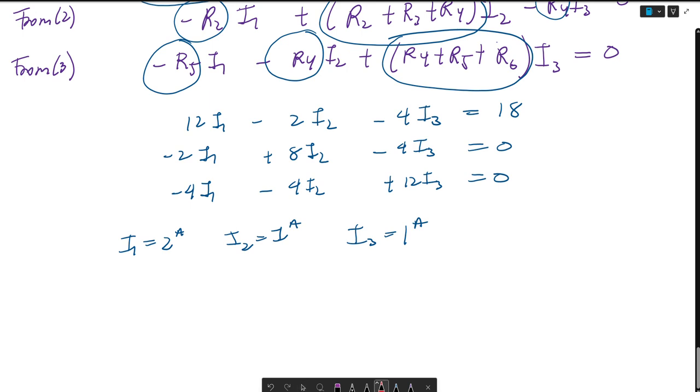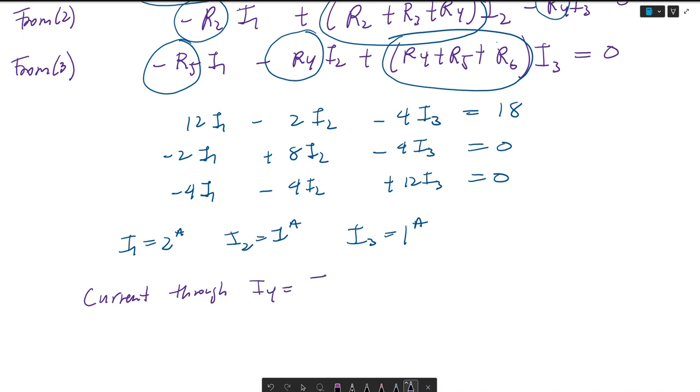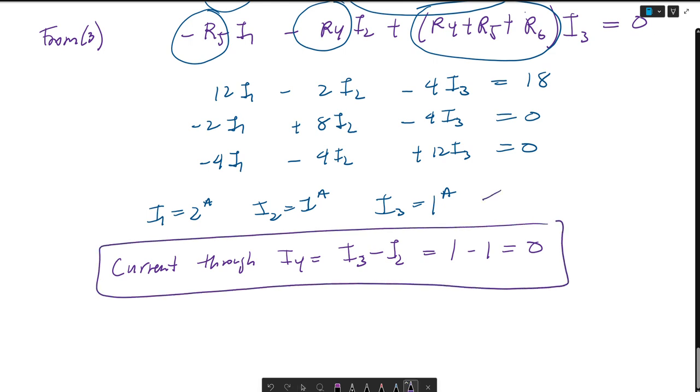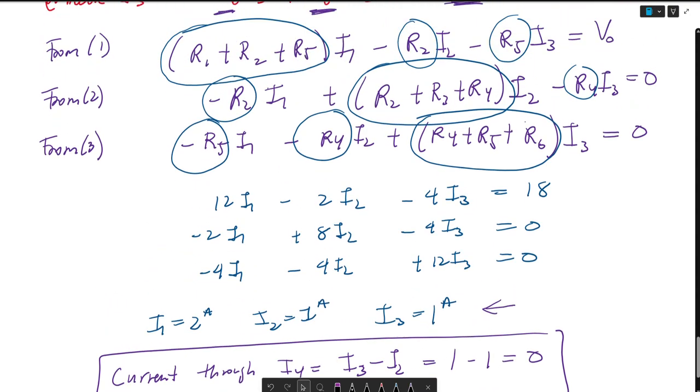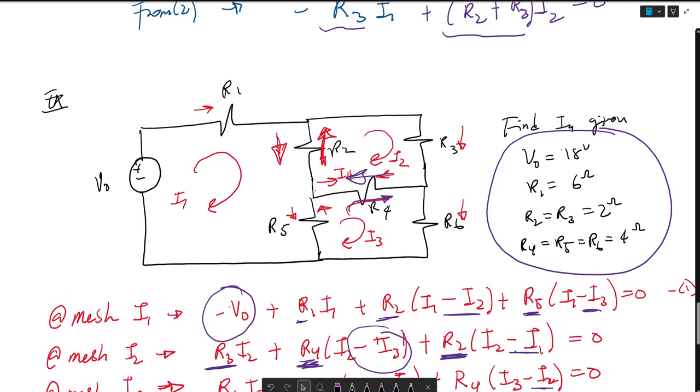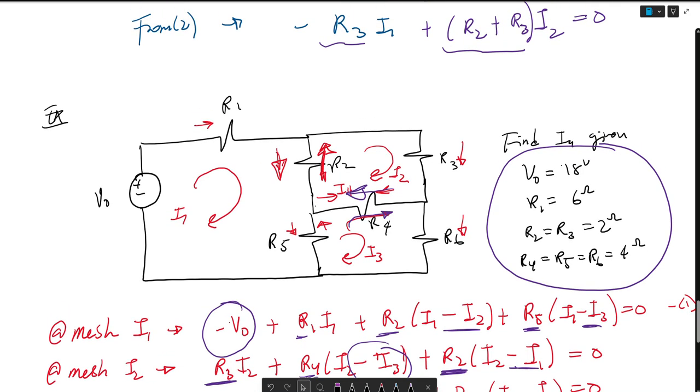And to answer the question that was asked at the beginning, the current through I4 is I3 minus I2, which is equal to 1 minus 1, which is equal to 0. So I hope this makes sense, how we generated the currents. And if you wanted to, you could find the different voltages and currents throughout the entire circuit.